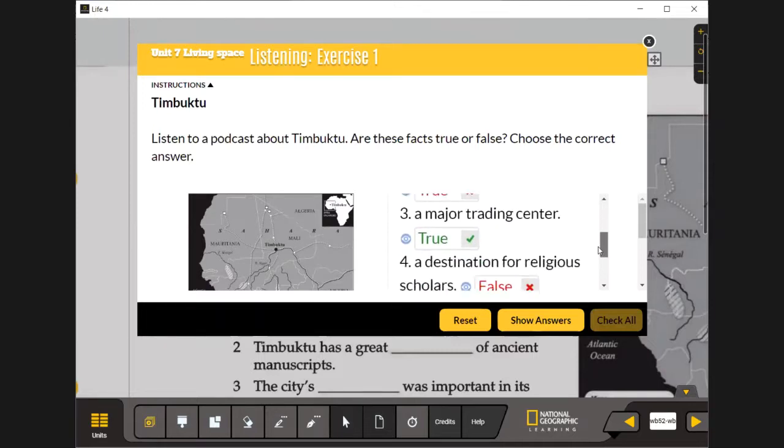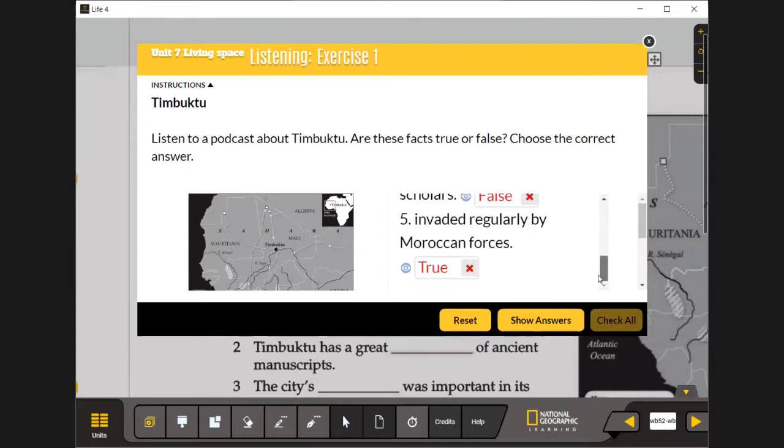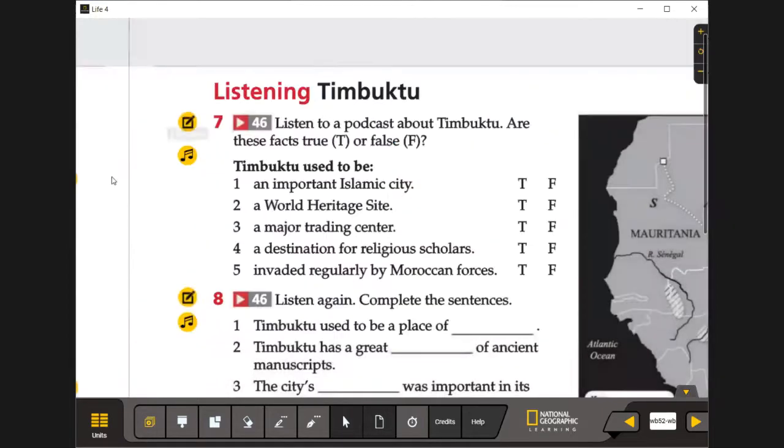All right. And major trading destination. I think it was true. And it was invaded regularly. And okay. Let us check.